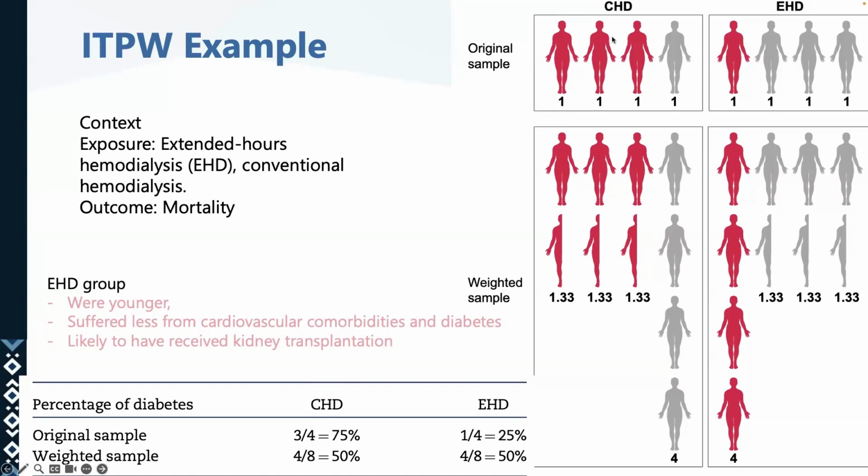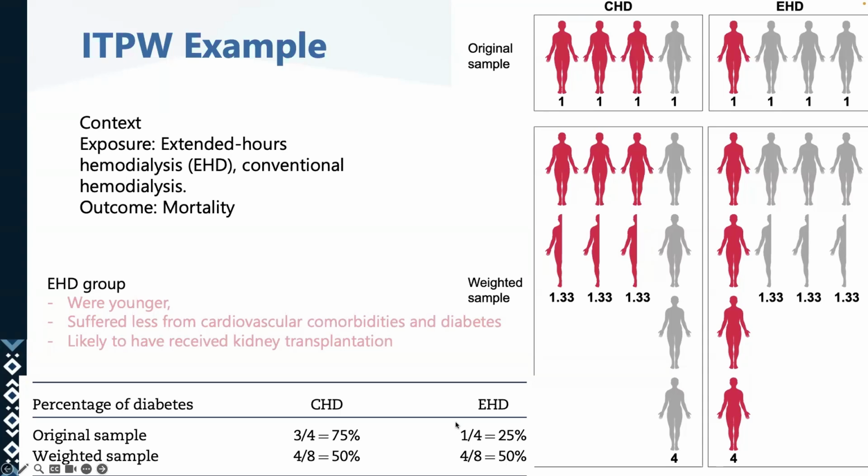We see that in the original sample, in the conventional hemodialysis group, you have three diabetic people and one person who is not diabetic. But now for the extended hemodialysis group, which is maybe the interventional group, if we want to say so, you have just one diabetic. What this propensity score does is that it creates this pseudo population. You see that now, instead of 75% and 25% that you get from the original sample, it weighs everything up. And if you count all of these, 1.3 plus 1.3 plus 1.3, that makes about 4 diabetic people out of the 8 here. And the same idea here.